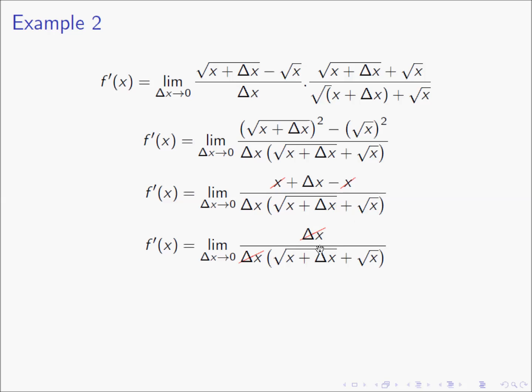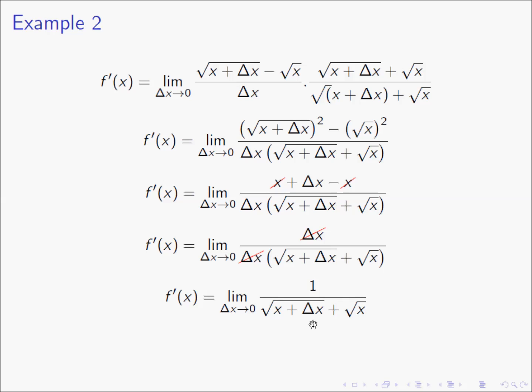And now we can cancel the delta x. You can see that the idea is always to make the delta x in the denominator disappear, because it is approaching 0, and having a 0 in the denominator is not a good idea. So we cancel delta x here, and now we have this limit.